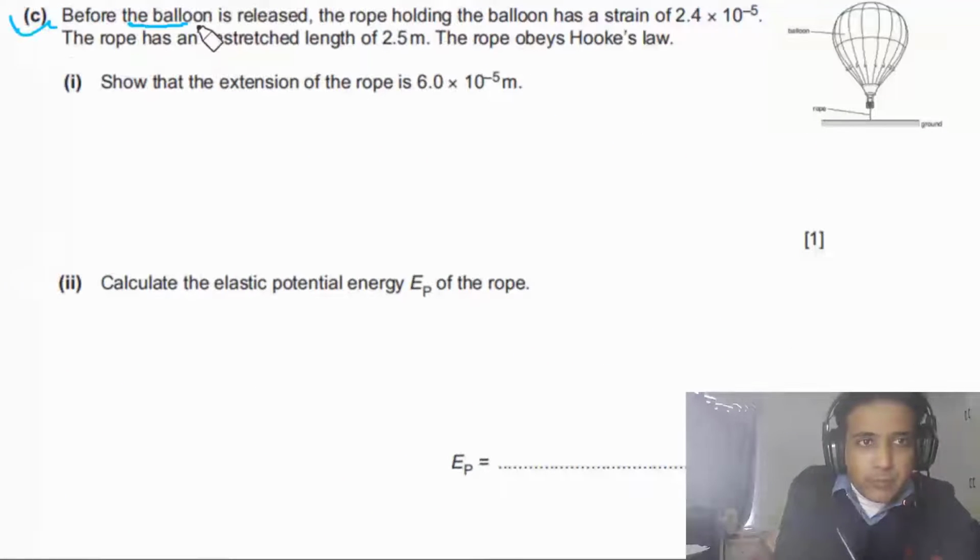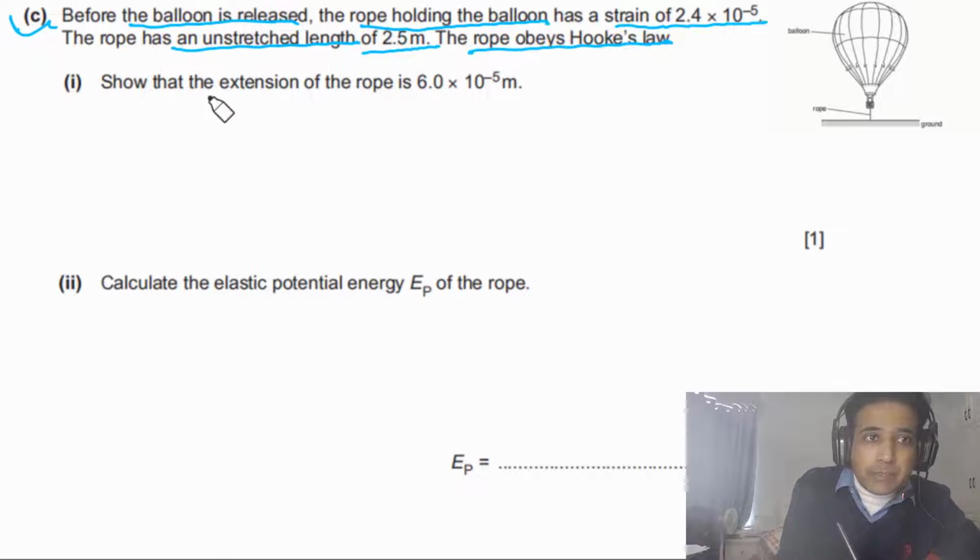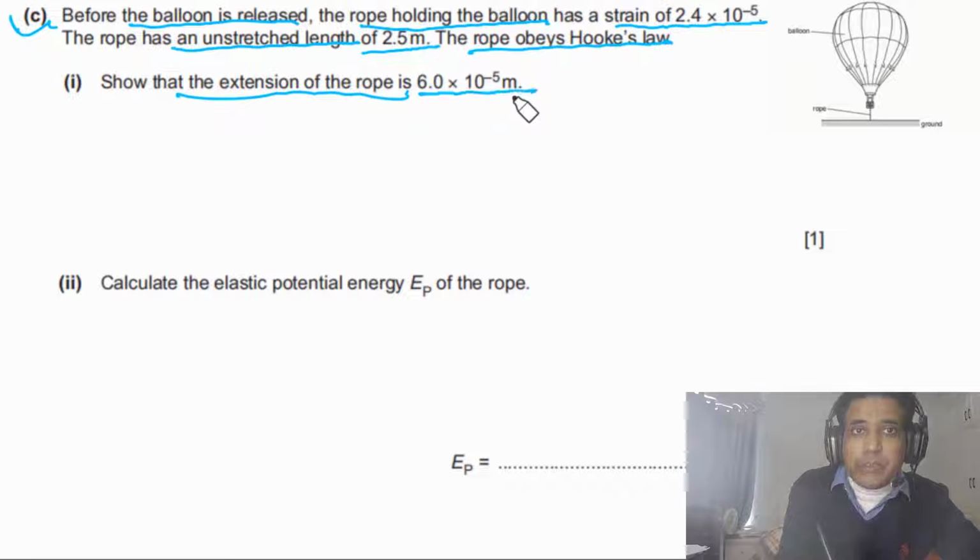Part C says, before the balloon is released, the rope holding the balloon has a strain of 2.4 times 10 to minus 5. The rope has an unstretched length of 2.5 meters. The rope obeys Hooke's law. For part C1, show that the extension of the rope is equal to this. First of all, we need to understand what is given to us. We have the value of L naught, then we have the value of strain.